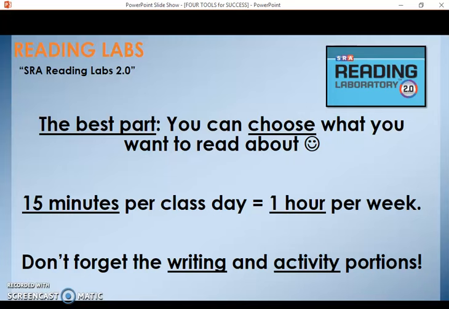The best part about these reading labs is that you can choose what you want to read about. All right. It's not like I'm giving you something about, I don't know, how mud is made, and you're like, you know what, I'm really not interested in this. I would rather read about fire trucks because I love fire trucks. Okay. You can choose what you want to read about. You need to do this for 15 minutes a day. And they also have some really fun writing and activity portions of it, some games and some things that I can check up with you and determine if you're really understanding what you're reading.